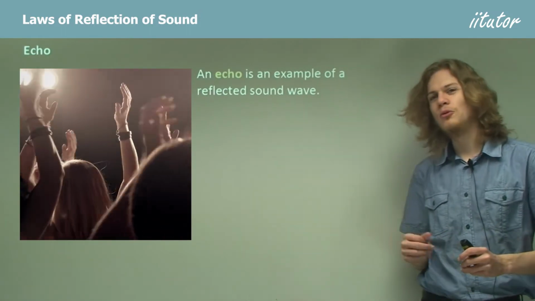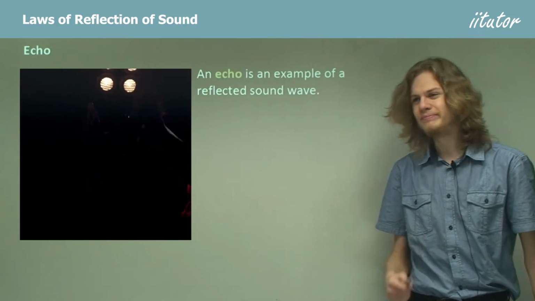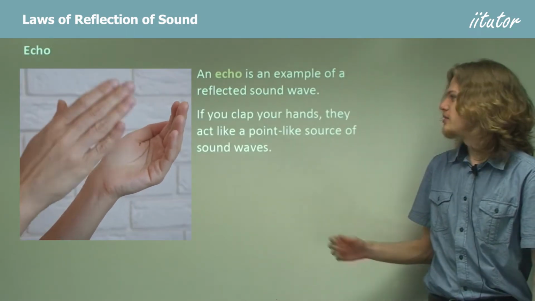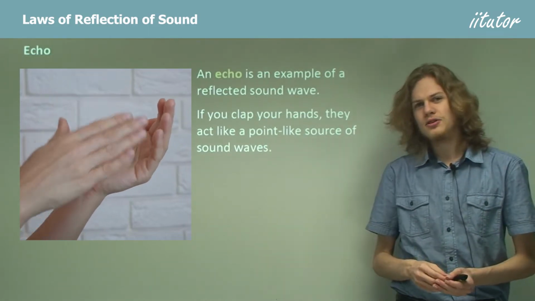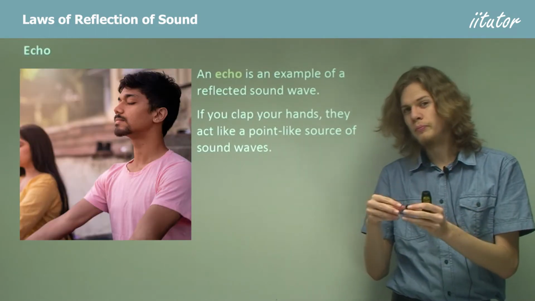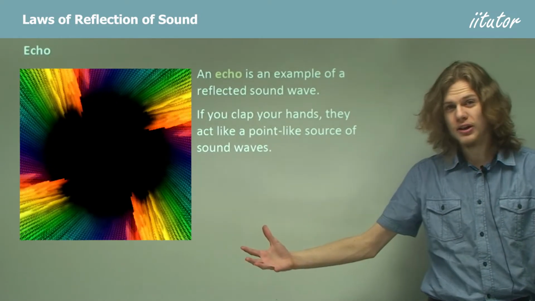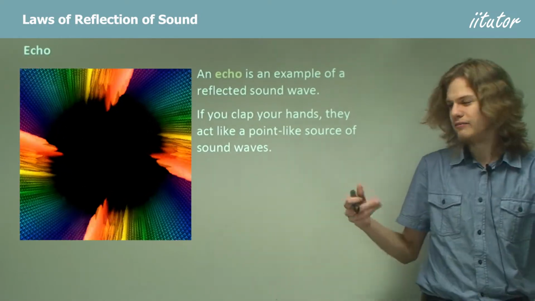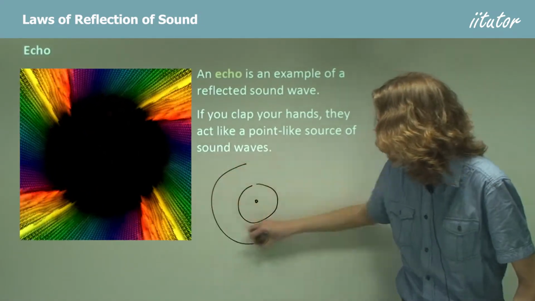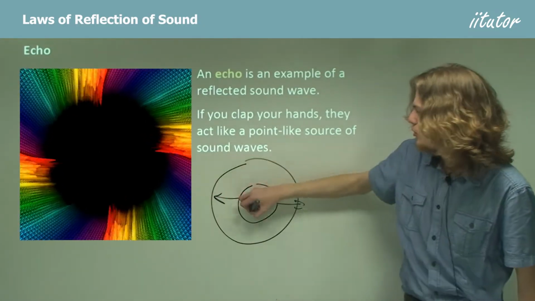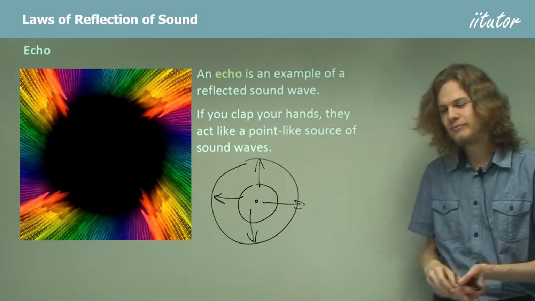Now, an echo is an example of a reflected sound wave. Remember that sound waves are the ones that we know the most about at this point. So if you clap your hands, then you'll get a sound coming from them, right? And this is sort of a source of sound that's very small compared to the room around you, but which spreads out in all directions. So it's a little bit like a tiny point, that's your clapping hands, creating a sound that spreads out everywhere, right? In all directions. That's why you can hear a clap whether you're in front of or behind or to the side of the person clapping. Makes sense, right?